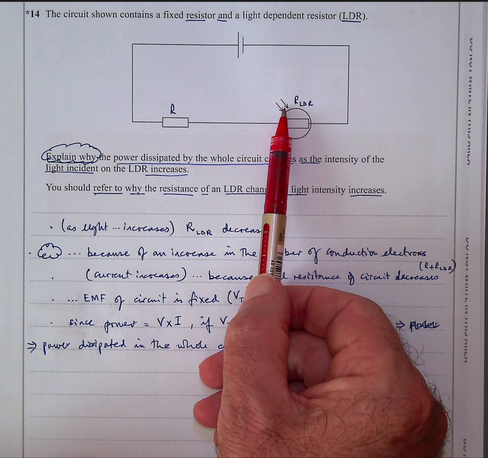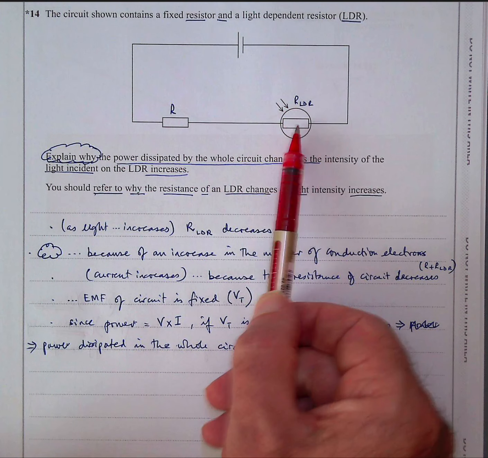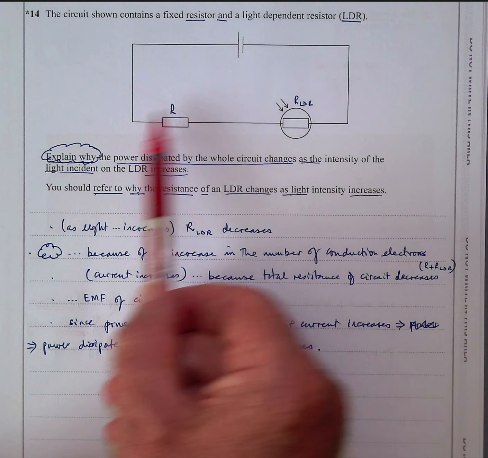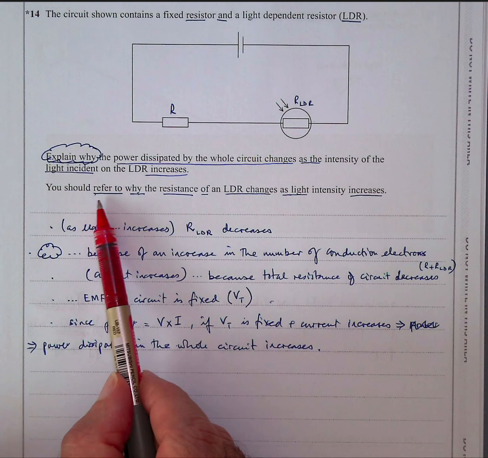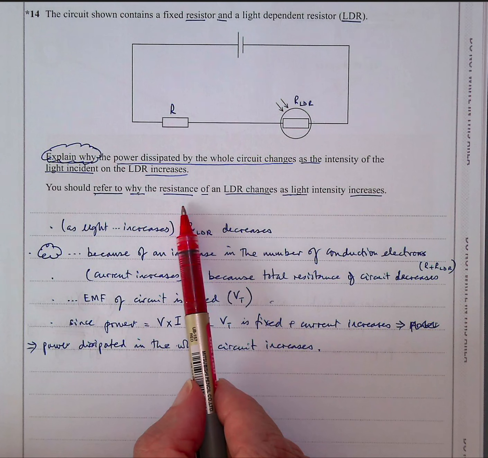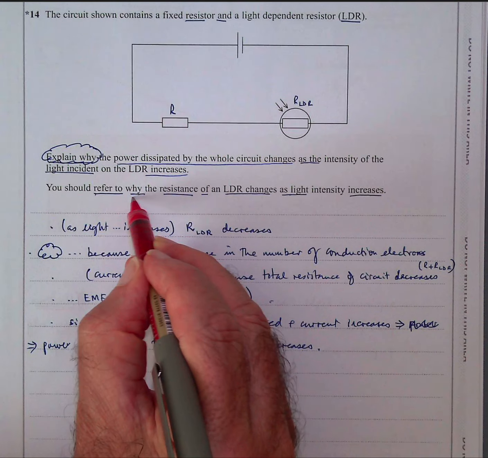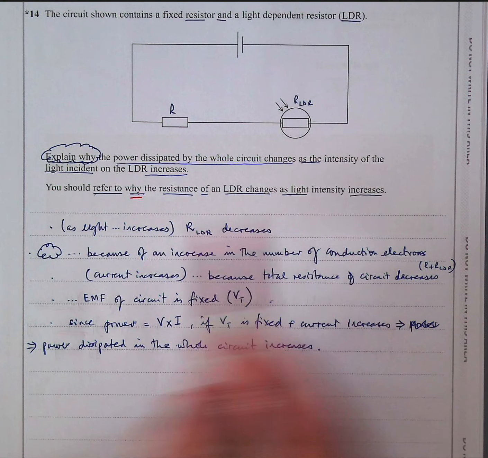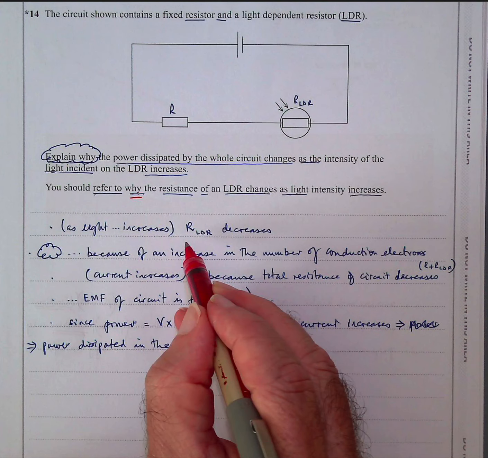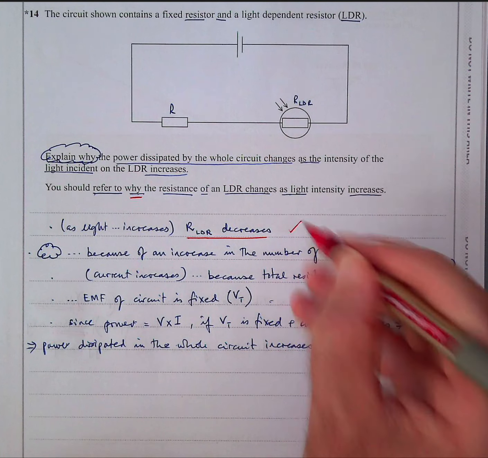So if the intensity of light increases, the resistance of the LDR will decrease, so the total resistance of the circuit will decrease. Okay, so it says you should refer to why the resistance of the LDR changes as the light increases. So you've got to explain why. So if you haven't done the why, you might lose a mark. So they're telling you as light increases, so this doesn't get you a mark, but you then say the resistance of the LDR decreases, 1 mark.